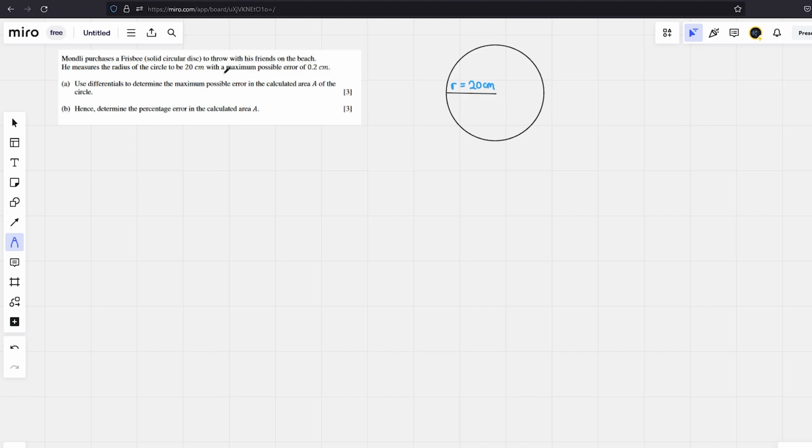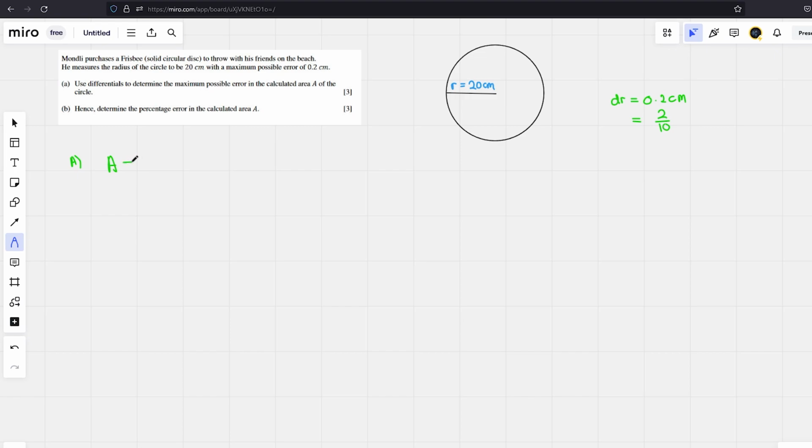So we can look at a maximum possible error as a small change in the radius. So let's say that the change in my radius is 0.2 centimeters. And we can also rewrite this as 2 over 10. Okay, cool. So A says, use differentials to determine the maximum possible error in the calculated area A of the circle.